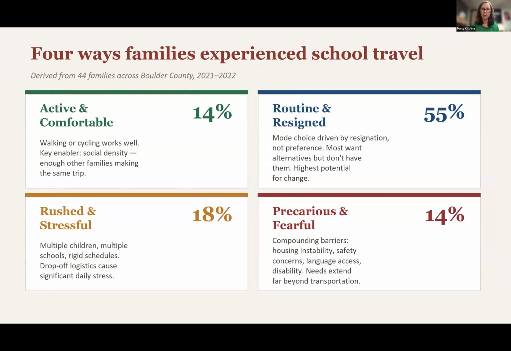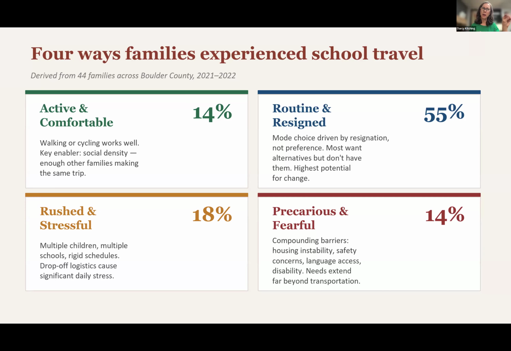But what really came out of this, and I think the most interesting thing for this group and just going forward, is that four experience types came out of this research. And as I mentioned before, the majority of families express this kind of resignation. So I called it routine and resigned. Their mode choices are driven by this sense of, this is what we have to do right now, not their preference.